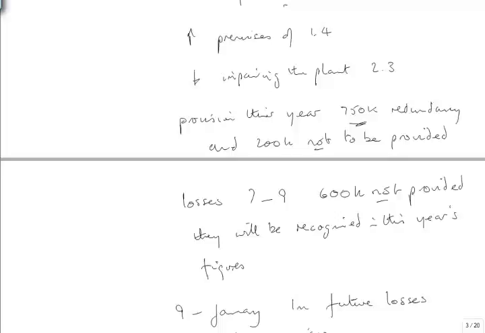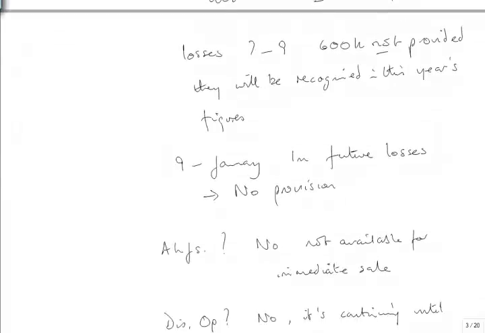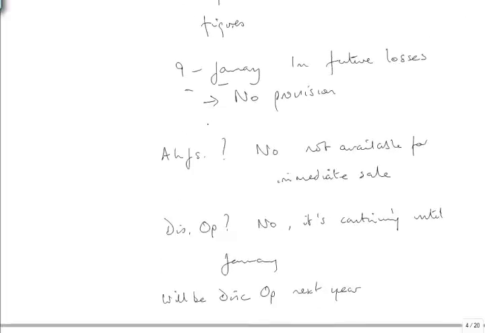Losses from July to September not provided. They will be recognised in this year, so it's not a question of a provision, it's just ongoing activities. But the September to January losses, the future losses, is what he's looking for. I think I could put in there also the exception for recognition of future losses. The exception, if there's foreseeable losses from an onerous contract, but that doesn't seem to apply here, so it's not applicable.